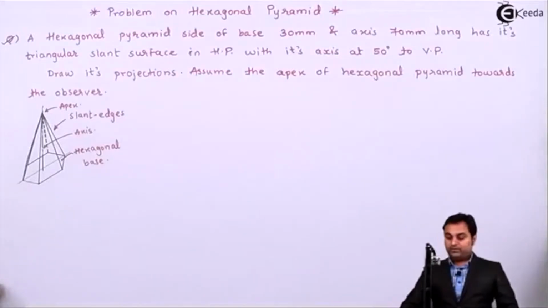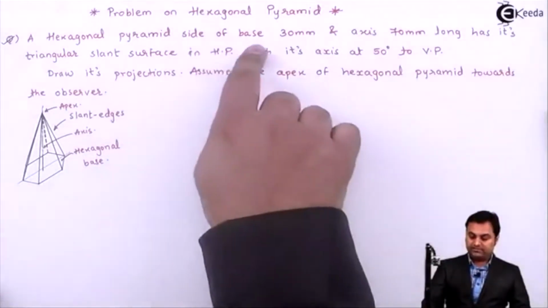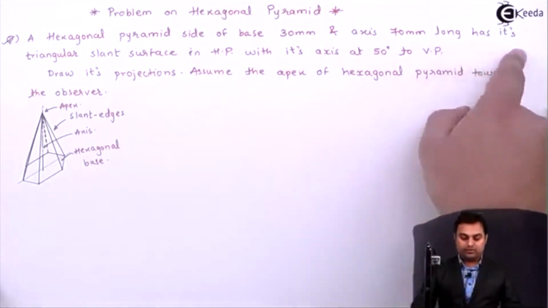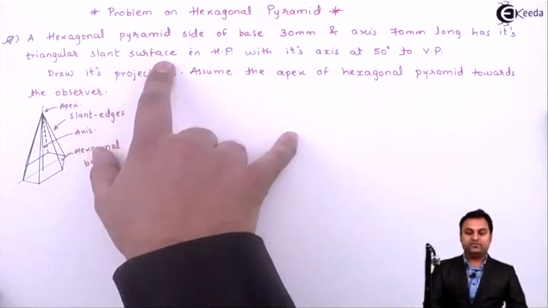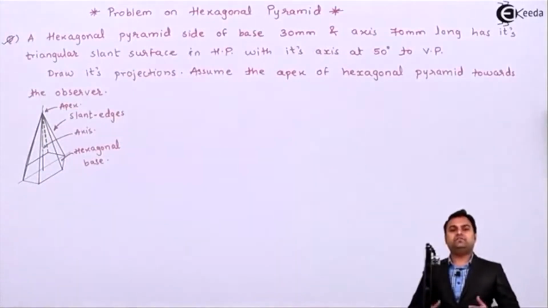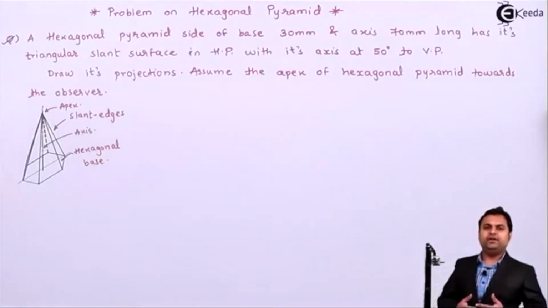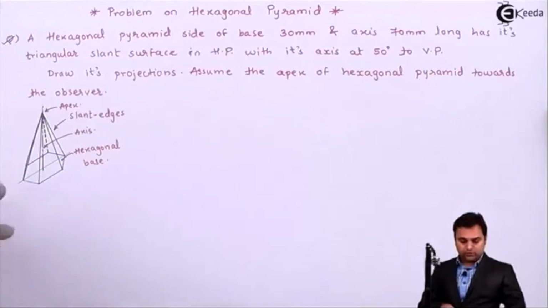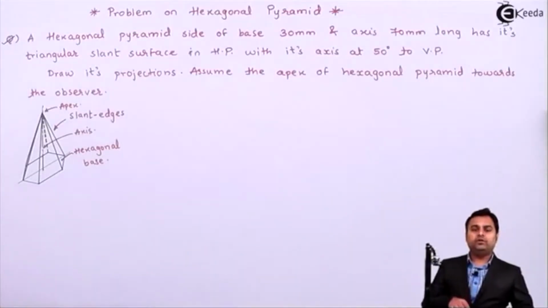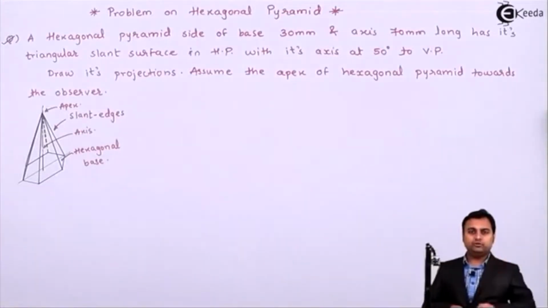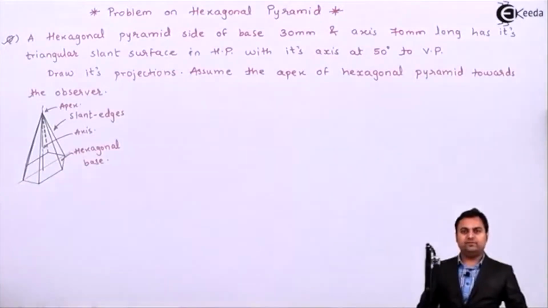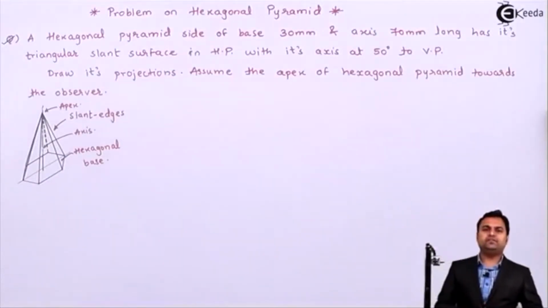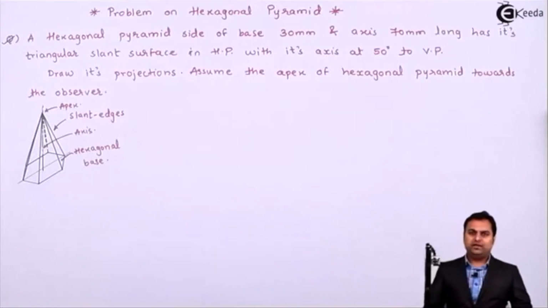Now, here it is mentioned that the hexagonal pyramid, side of base 30 mm and axis 70 mm long, has its triangular slant surface in HP. If the triangular slant surface is in HP, it means the entire hexagonal pyramid is in HP. So when it is resting in HP, we are going to see from the top, and from the top this hexagonal base will be visible. To draw that hexagonal base, there are two ways. I'll explain how to draw that hexagon.